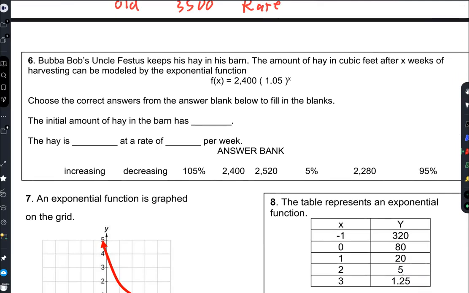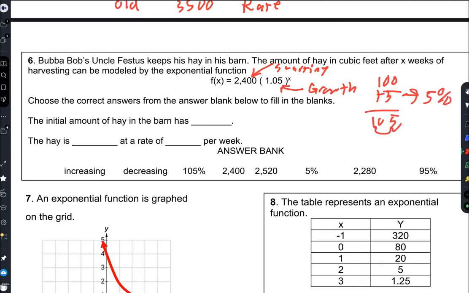Okay, we're going to get these. These are our answer banks here. This is the starting amount of hay, right? And this right here would be your growth. And technically it'd be 100 plus 5 is 105. It's going to be a growth of 5% in it, okay?